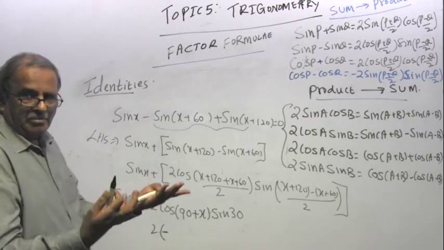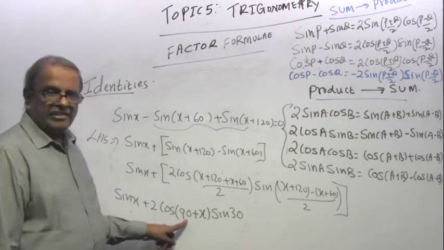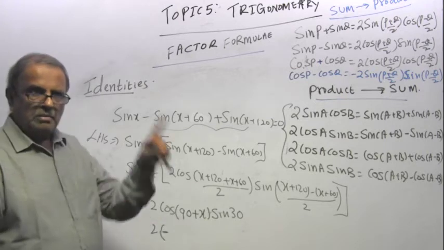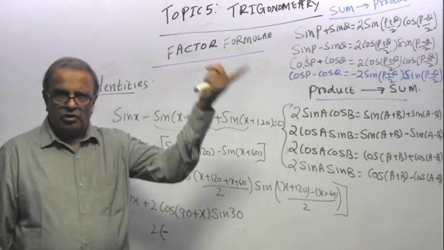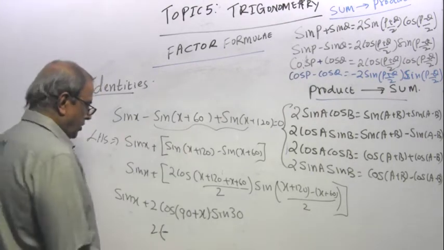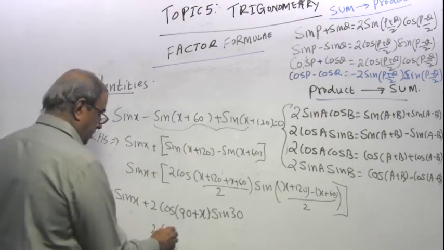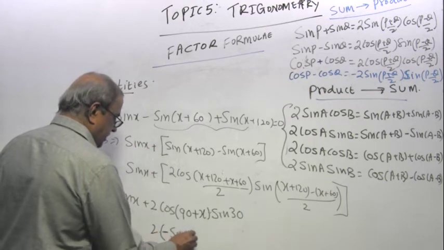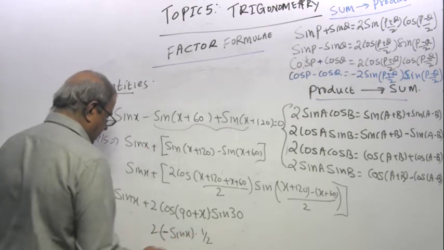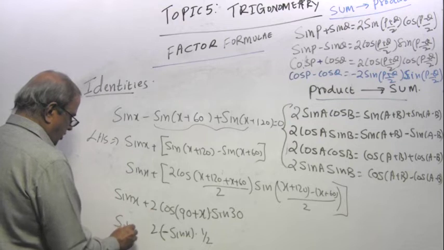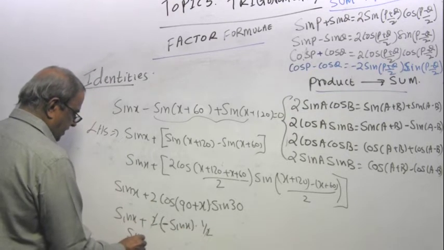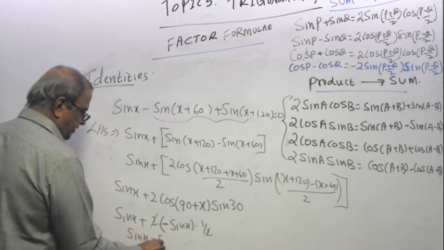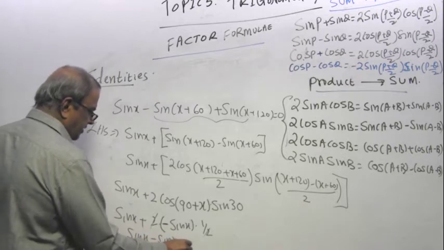I got the sign. Now, 90 is 90 times 1. Remember, 90 times odd plus x, sin becomes cos, so cos becomes sin. So, minus sin x times sin 30 is half. Now, what do you notice? The 2 and half cancel, so I get sin x minus sin x, which is 0.